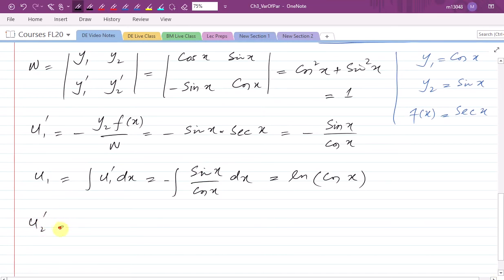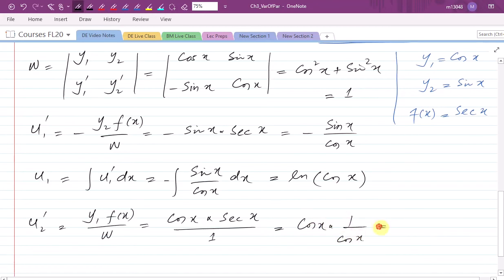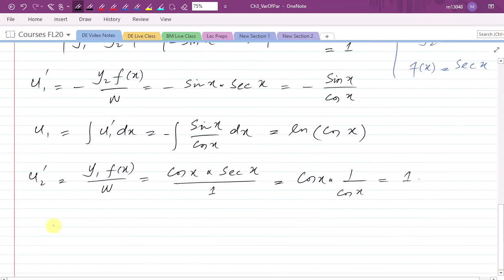u2 prime is y1 f of x over w. Y1 is cos x into secant x over 1. Well, no need to write 1 actually. Cos x into secant x, well, secant x is 1 over cos x, so that becomes 1. That is even easier. So now u2 equals the integral of u2 prime dx, which means integral of 1 dx, and that means x.